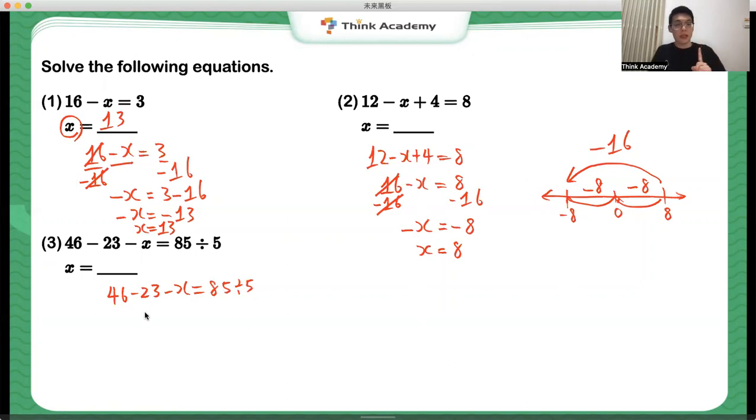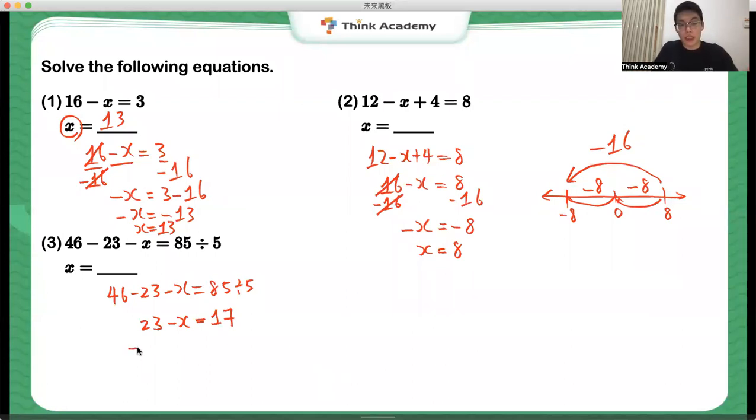So on the left-hand side here, we have 46 take away 23, and we know that's 23, right? And of course, for the -x, we just keep it unchanged. On the right-hand side, we have 85 divided by 5. So it's going to be 17. Okay, so now I have an equation just like what we have in the first example right here.